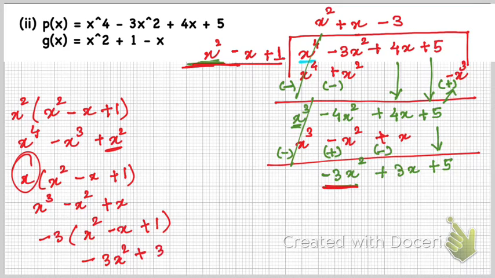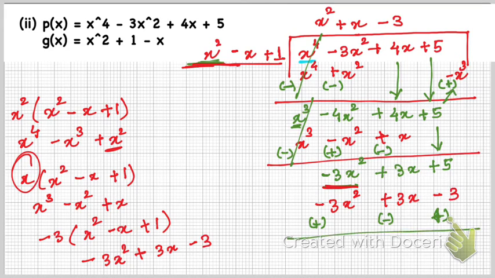plus 3x minus 3. So it will give us minus 3x square plus 3x minus 3. Now changing the signs again, this will become plus, this will become minus, and this will become plus. We just reverse the signs. These two will get cancelled, minus 3x square and plus 3x square. Plus 3x and minus 3x will again get cancelled, and 3 plus 5 will give us 8.